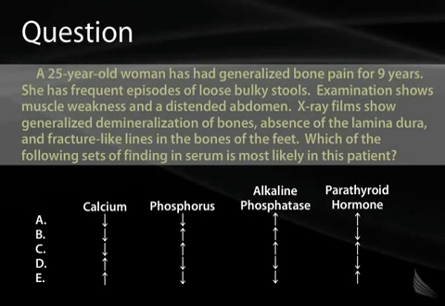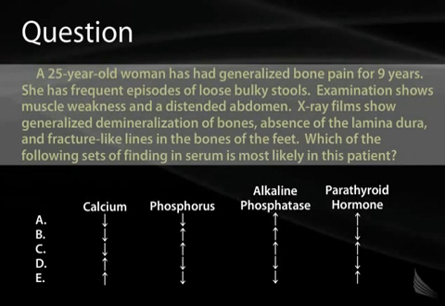So this whole constellation of findings that are being described in this question is highly consistent with vitamin D deficiency, and vitamin D deficiency in an adult is called osteomalacia. So vitamin D deficiency, as I said before, results in hypocalcemia. So look for a situation that causes low calcium.